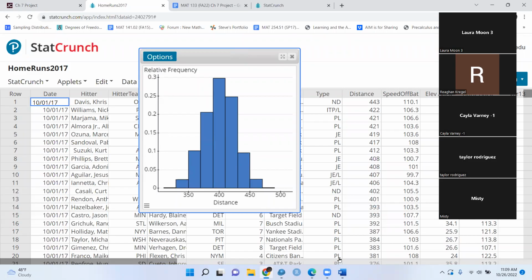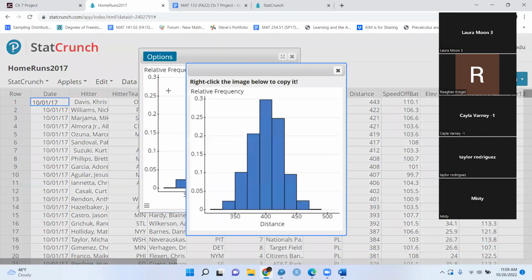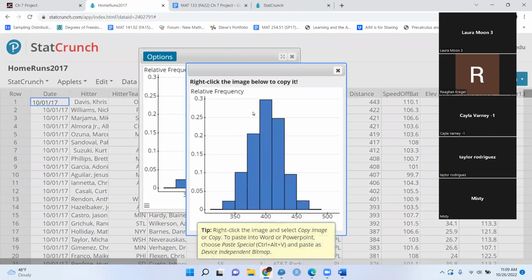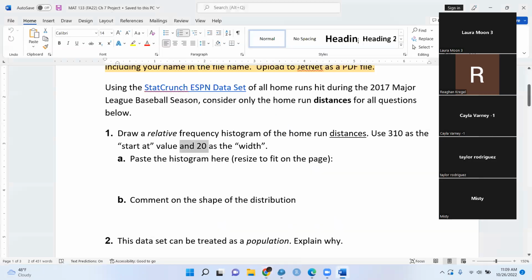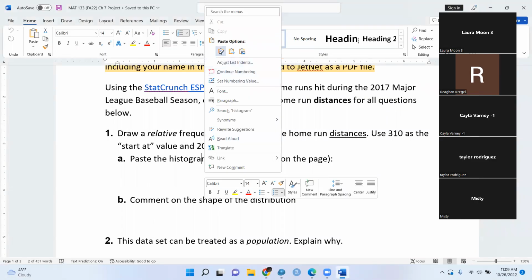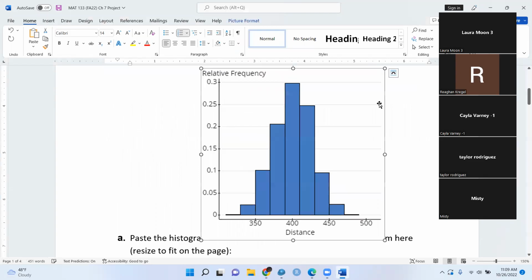So we're going to copy and paste this into the Word document. If you recall, I think the best way for everyone to do it was go to Options, Copy, and it creates this new thing. And then you right-clicked on the new image and selected Copy Image. Then you click into your Word document, right-click in there and paste. And it should look something like this.